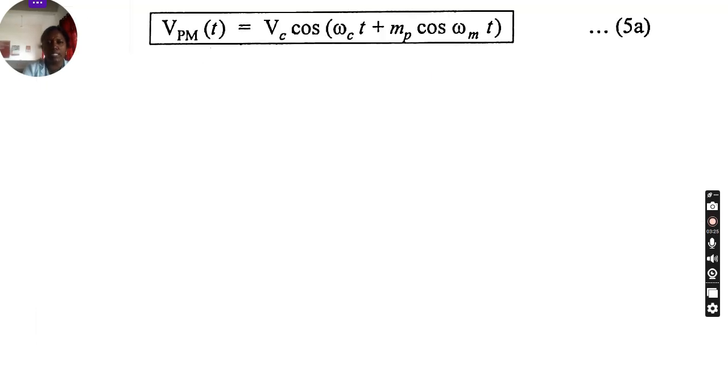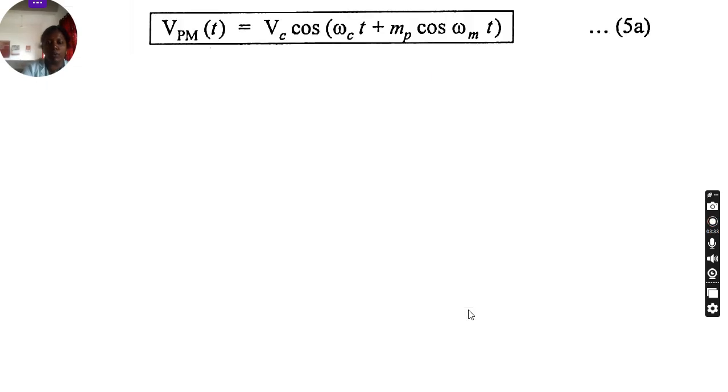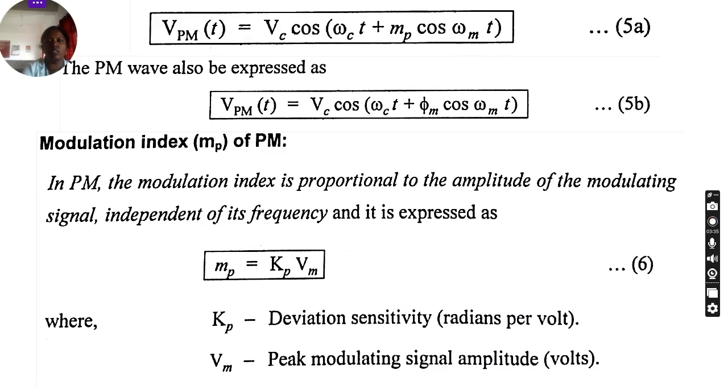Next, the modulation index of PM. Here kp Vm is defined as the modulation index of PM. So Vpm of t equals Vc cos omega ct plus mp cos omega mt, equation number 5. The PM wave can also be represented as Vpm of t equals Vc cos omega ct plus phi m cos omega mt, where instead of mp we can put the angle phi m.